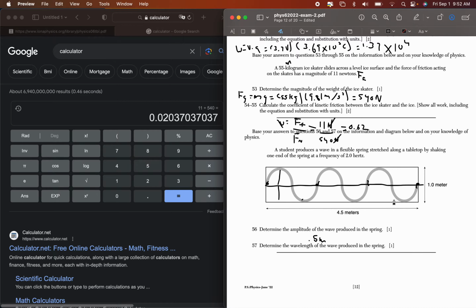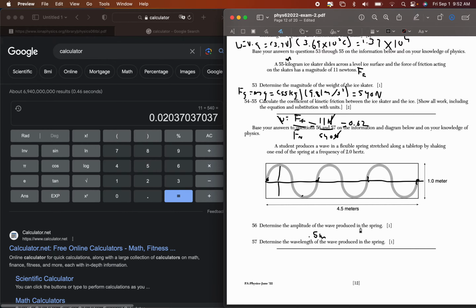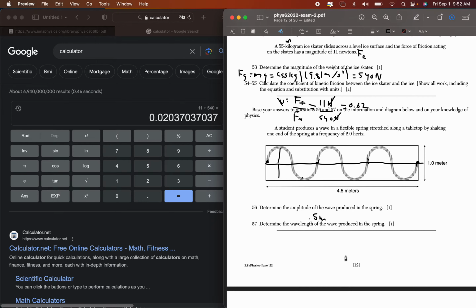Now, to find the wavelength of the wave, we have to find basically the length of 1 wave, not 3 waves. So we have to take the length of the 3 waves divided by 3 to find the wavelength of 1 wave, because that's what the wavelength is. So we have 4.5 meters measuring the whole thing. So we can do 4.5 meters divided by 3 waves, which is equal to 1.5 meters.